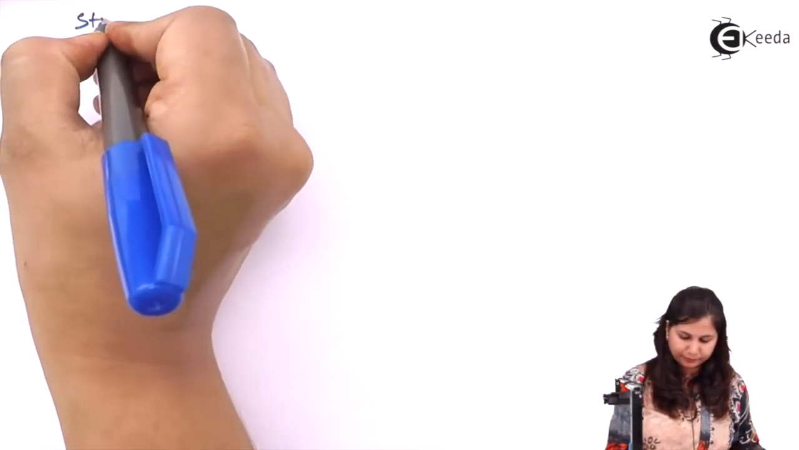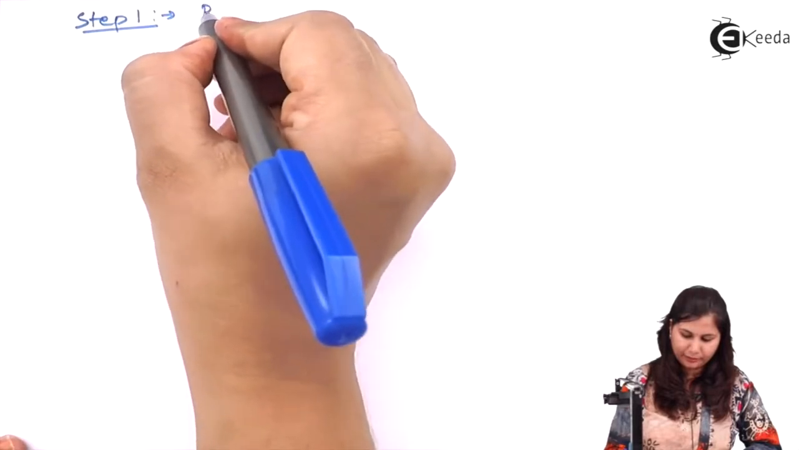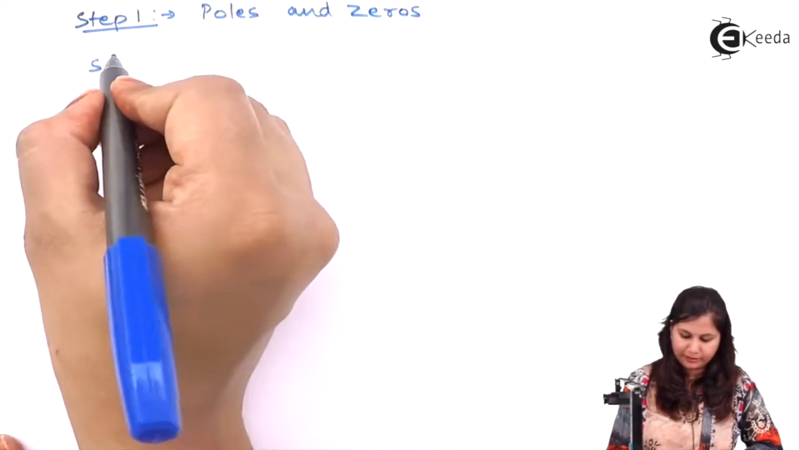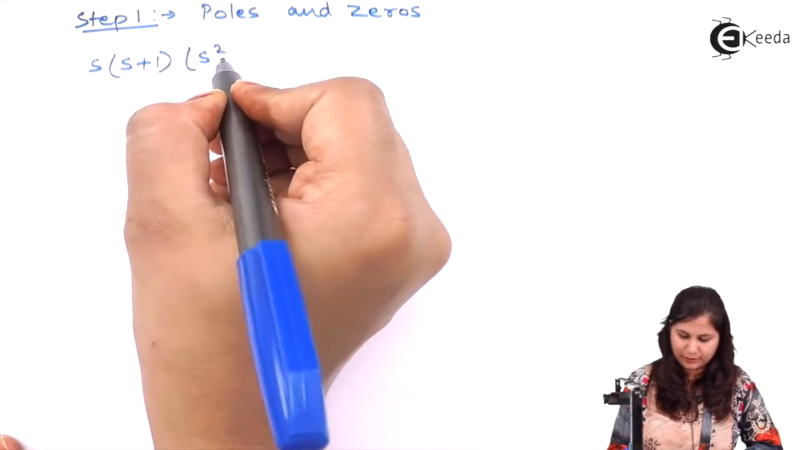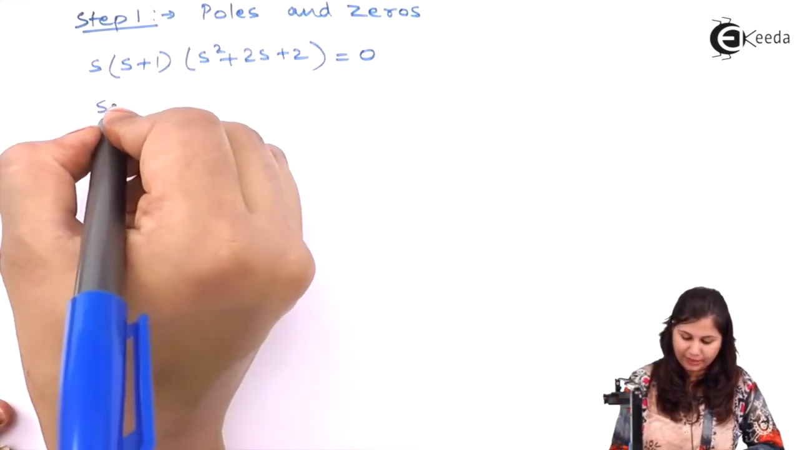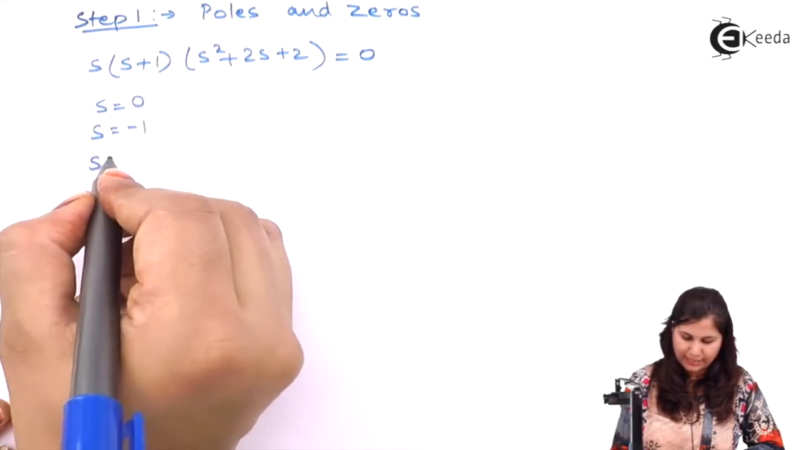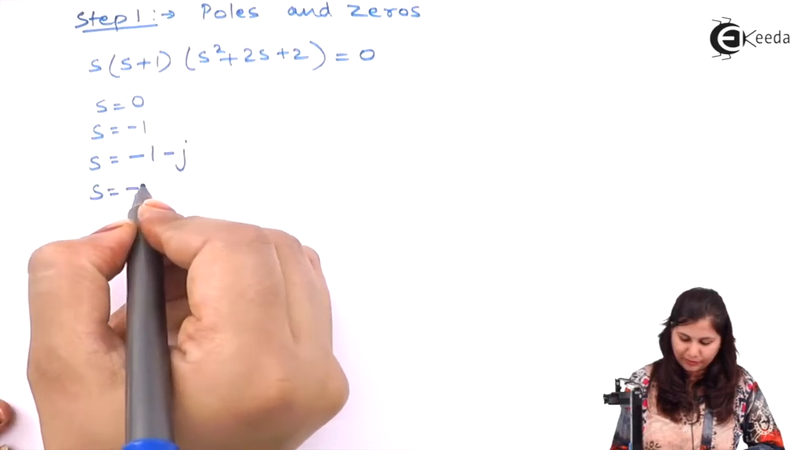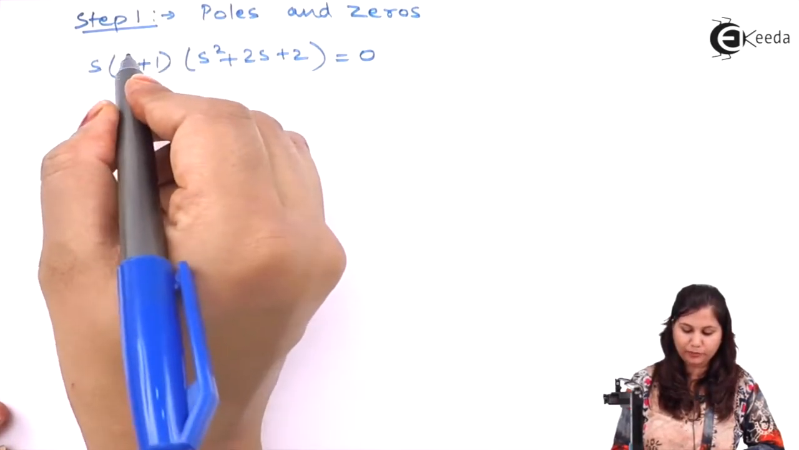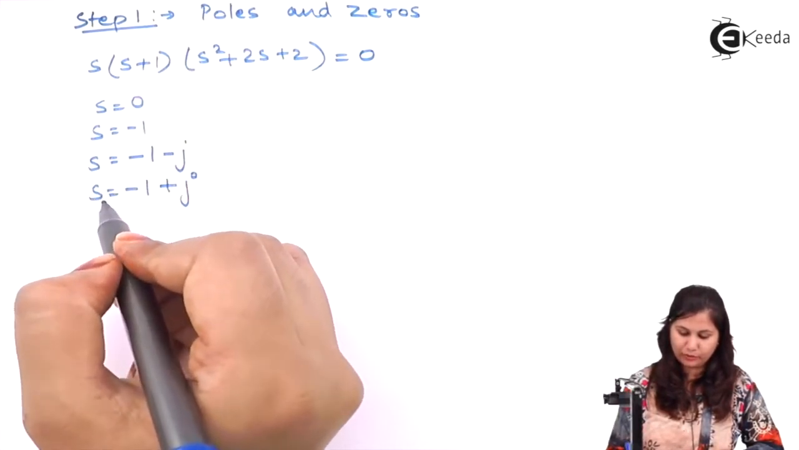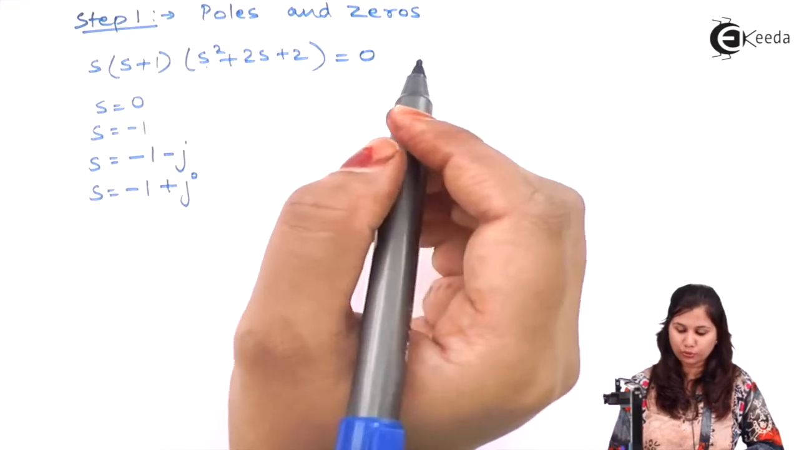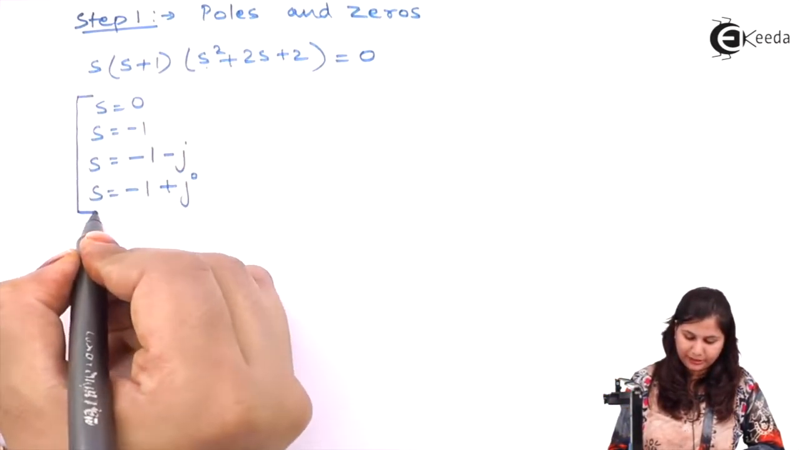So our step 1 will be to determine the poles and zeros. For poles, our denominator polynomial is s(s + 1)(s^2 + 2s + 2). Equate it to 0 and find out the poles. We have s = 0, s = -1, and s = -1 - j, -1 + j. s = 0 is obtained from here. s = -1 is obtained by equating this factor to 0. And these two complex poles are obtained by equating the quadratic equation s^2 + 2s + 2 = 0. So we have obtained these four poles.